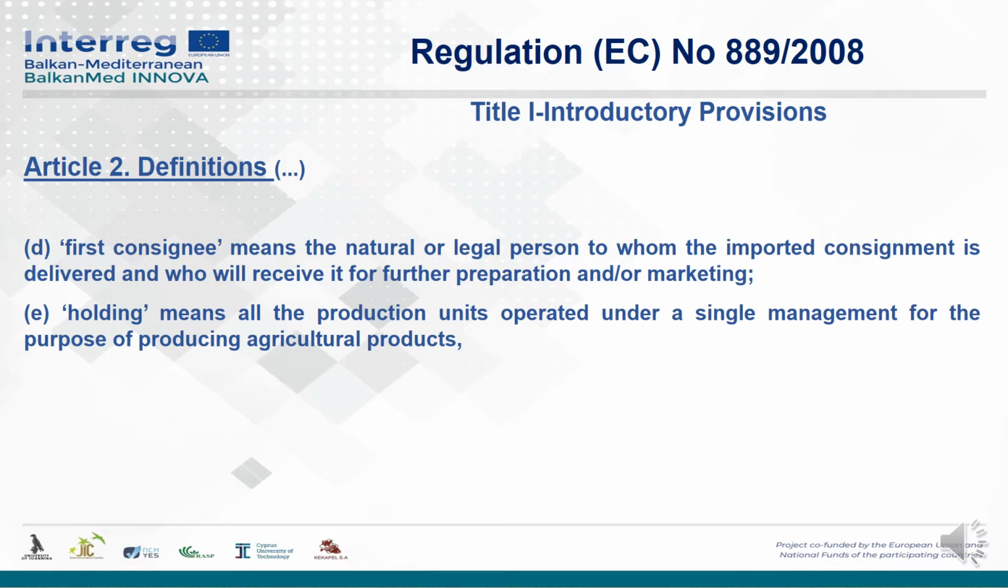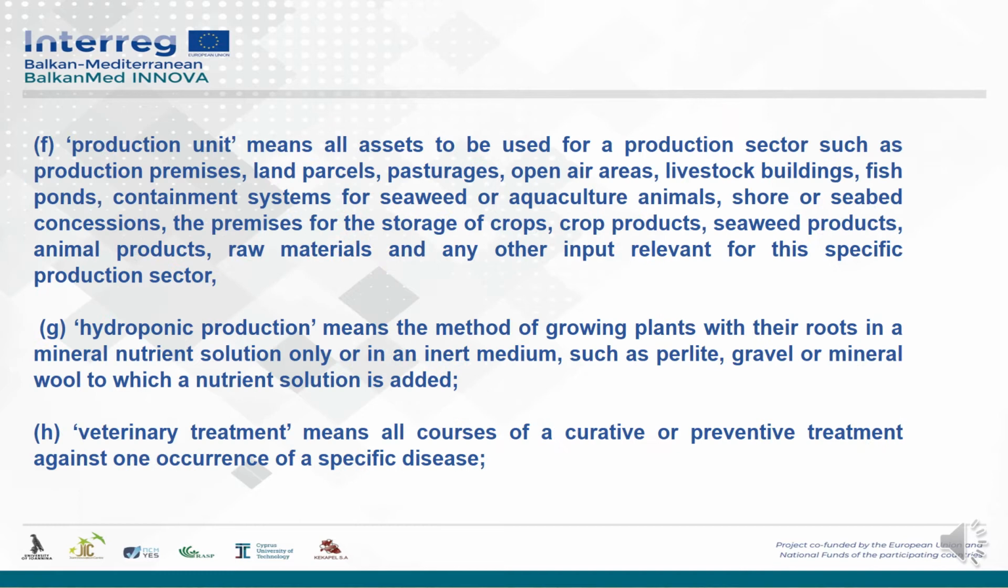Holding means all the production units operated under a single management for the purpose of producing agricultural products. Production unit means all assets to be used for a production sector such as production premises, land parcels, pasturages, open air areas, livestock buildings, fish ponds, containment systems for seaweed or aquaculture animals, shore or seabed concessions, the premises for the storage of crops, crop products, seaweed products, animal products, raw materials, and any other input relevant for this specific production sector.